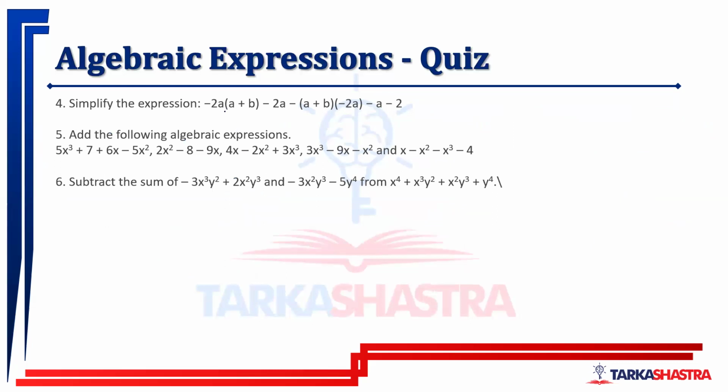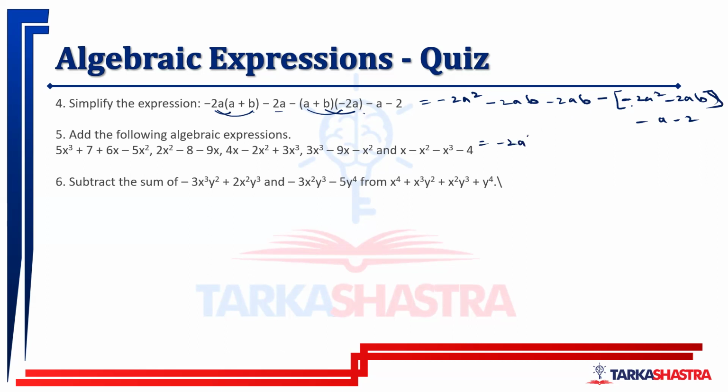Okay. So what we have? Minus 2a into a is minus 2a square. Minus 2a into b is minus 2ab. Then minus 2a as it is. Then we have minus of a into minus 2a square, minus 2a is minus 2a square. b into minus 2a is minus 2ab. And then minus a minus 2 as it is.